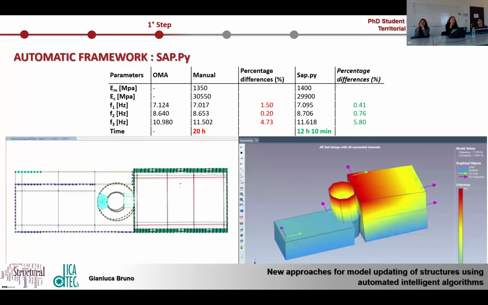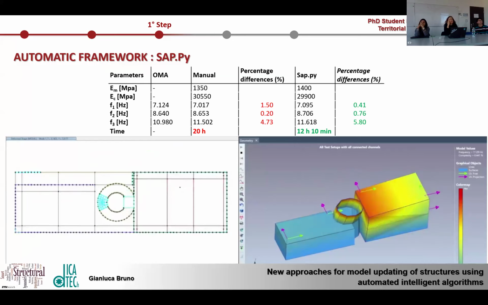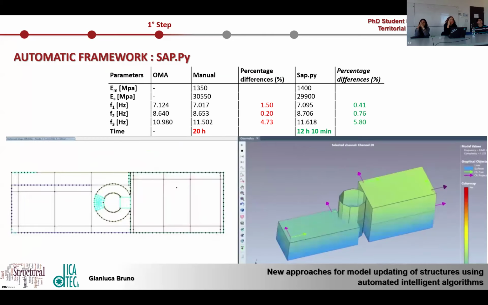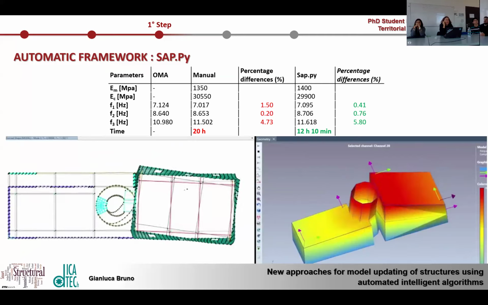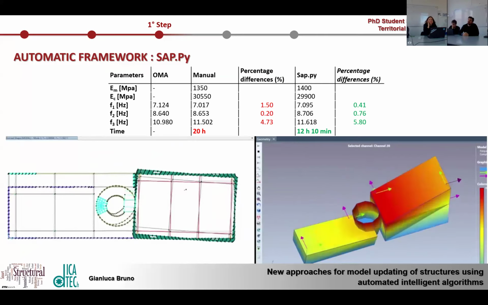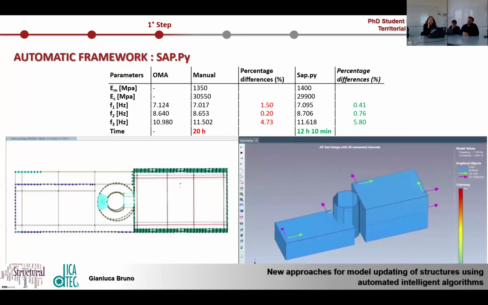But can you go to the previous? Even this one, like 7.12 to 7.017. It's not that much of a difference, at least for the first two modes, doing the updating. Okay, so you use the first three modes for updating. Because you were not able to recover higher ones? Not because the higher modes are very complex and I don't know if it's important to consider them.